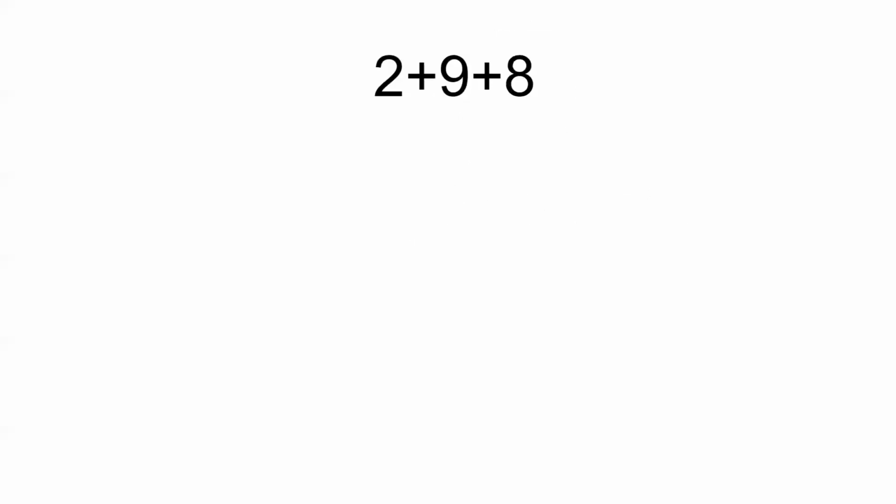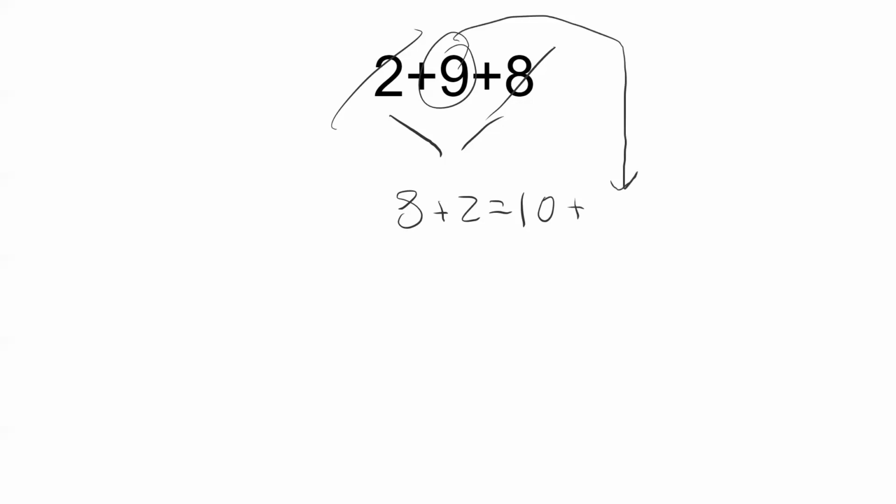So let's do another one. 2 plus 9 plus 8. You're going to make your 10. How to make a 10 here is you're going to make your 8 and your 2 add up to 10. 8 plus 2 is 10. But we just used our 8 and our 2, so we don't need these in the equation anymore. Now we have a 9, carry over a 9 here, add it to the 10 that we just made, and we're left with 19.